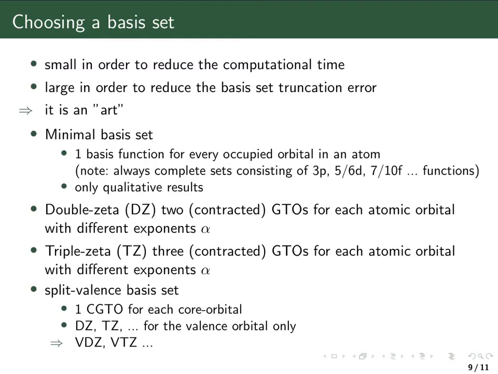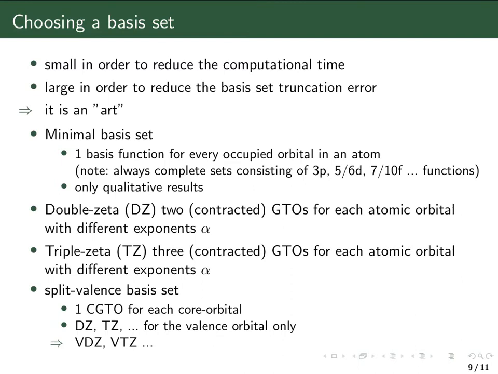And nowadays there exist basis sets which go up to even hextuple zeta or heptuple zeta, meaning 6 or 7 Gaussian functions with different exponents for each of the occupied valence orbitals. The acronyms for these so-called split valence basis sets are VDZ, valence double zeta, or VTZ, valence triple zeta, and so forth.